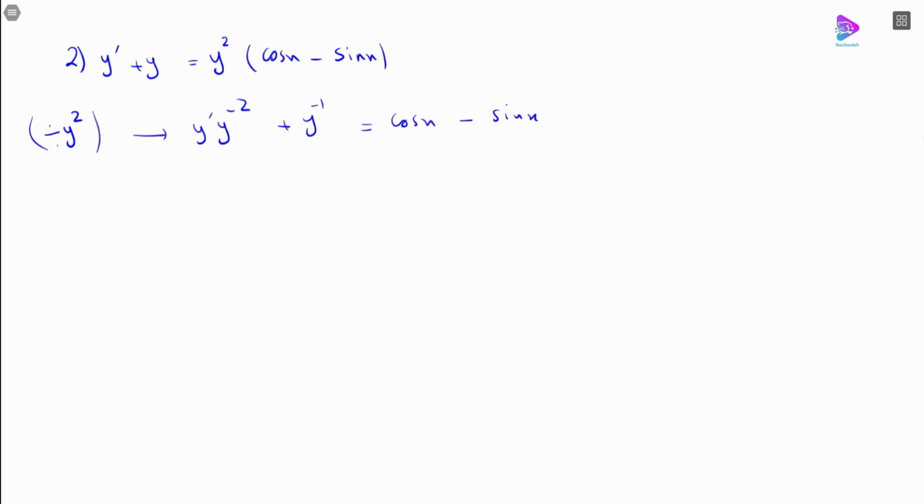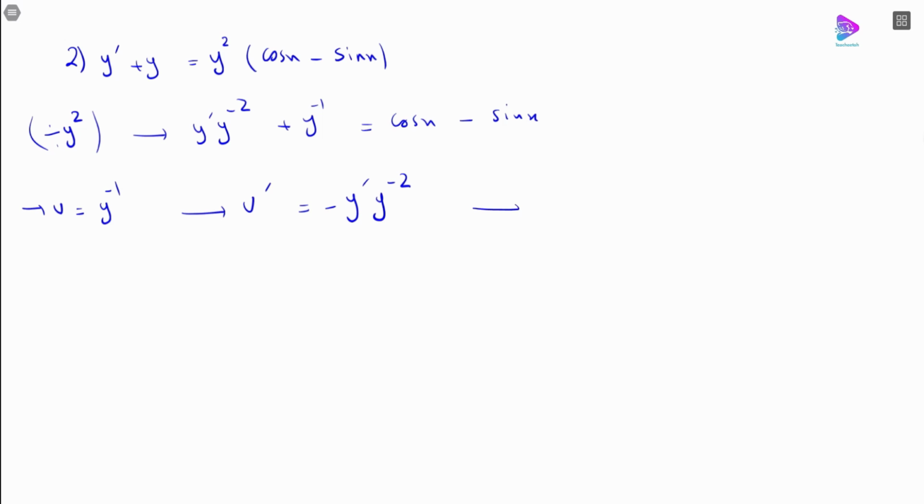y' + y = y² (cos x - sin x). Again, we're going to divide by y², so we would get y' y^(-2) + y^(-1) = cos x - sin x. And we're going to use u = y^(-1). Therefore u' = -y' y^(-2).